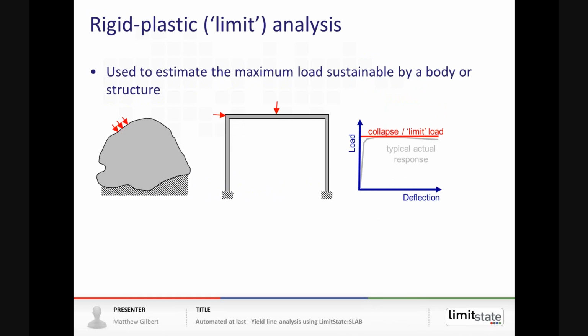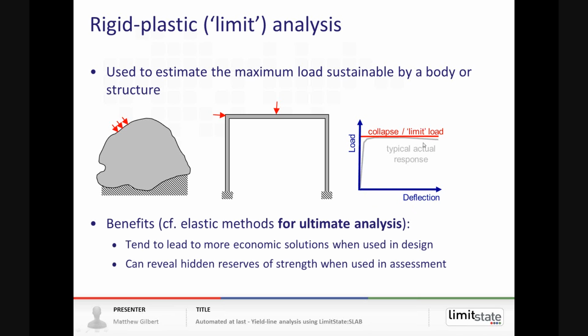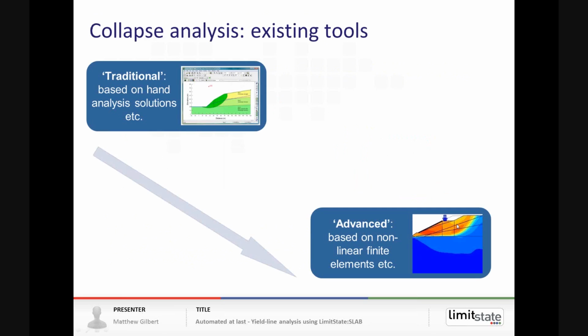In case you're not clear what I mean by rigid plastic analysis, well, effectively it's a direct means of calculating the maximum load sustainable by a body or structure, and we tend to use a simple rigid plastic material discretization. And the benefits as far as end users are twofold. When you're using these tools in design, you tend to find that you end up with more economic solutions than with elastic methods. And if you're looking at this from an assessment perspective, you can often find hidden reserves of strength in existing structures.